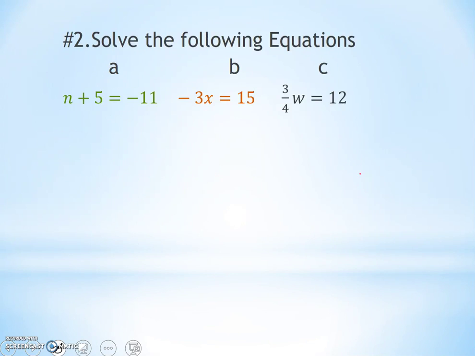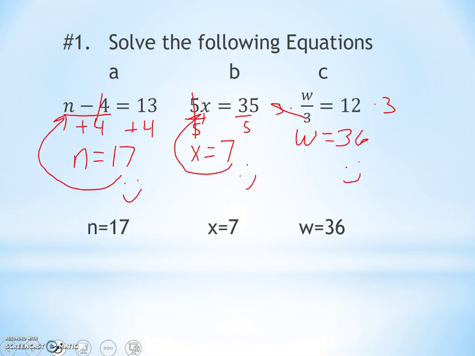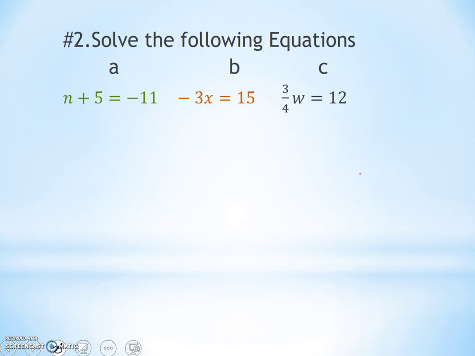These are a little bit more difficult because we have some positive and negative numbers that we're working with. We have a fraction that we're working with. But if you thought these problems were easy, these problems are just as easy, but we're going to have to know our operations with integers and with fractions. So let's see if we can do A first.